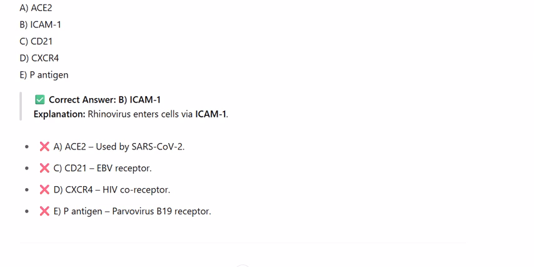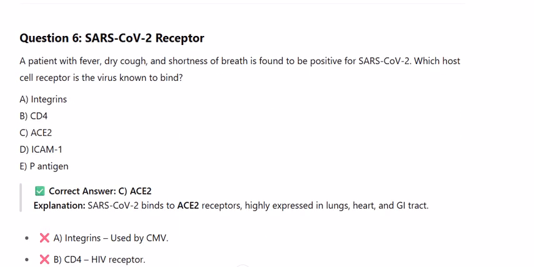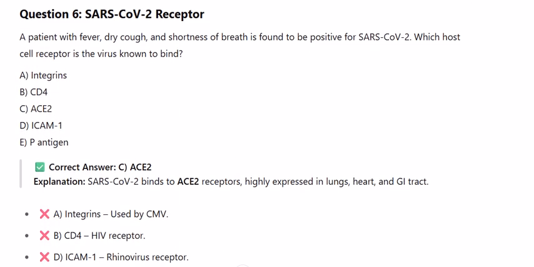Question 6. SARS-CoV-2 receptor. A patient with fever, dry cough, and shortness of breath is found to be positive for SARS-CoV-2. Which host cell receptor is the virus known to bind? A. Integrins, B. CD4, C. ACE2, D. ICAM1, E. P antigen. Explanation: SARS-CoV-2 binds to ACE2 receptors, highly expressed in lungs, heart, and GI tract.